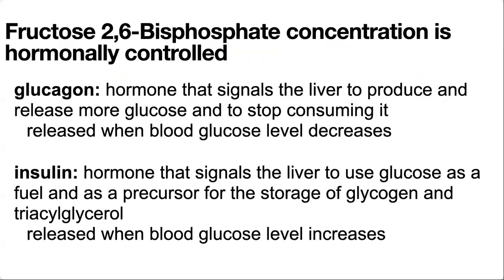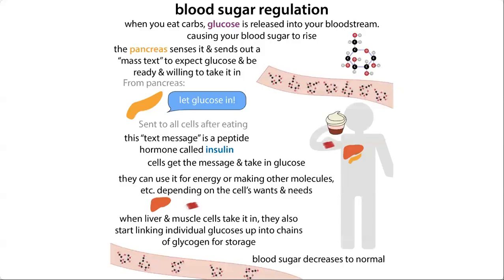And so we can control the levels of F26BP accordingly. This is done through hormonal control. So going back to our idea of insulin, and insulin's opposite, glucagon. Insulin is going to be released by our pancreas when we have a lot of glucose.